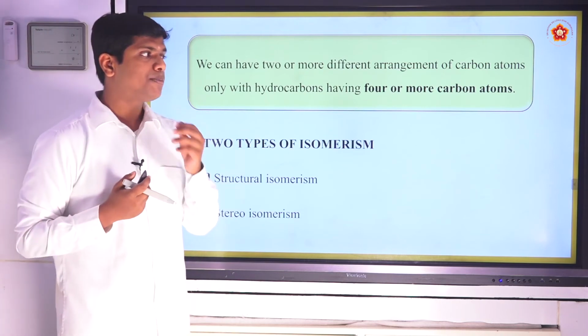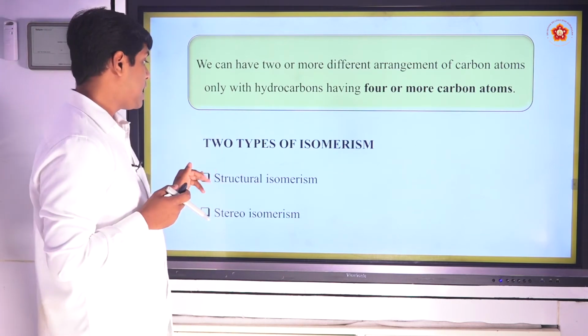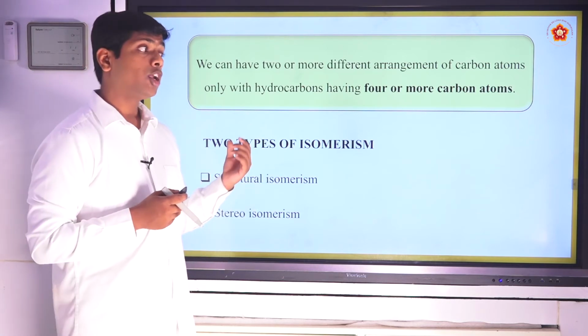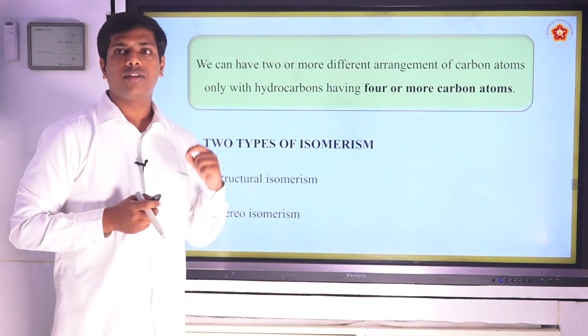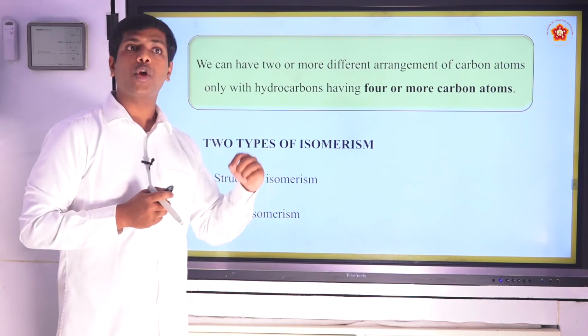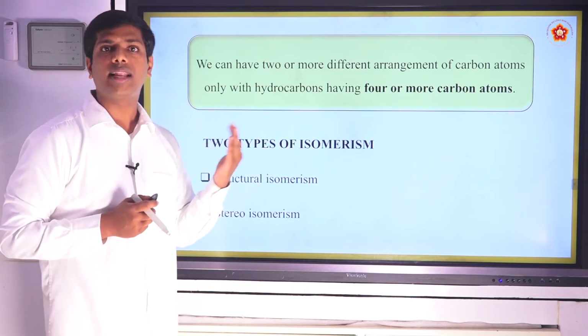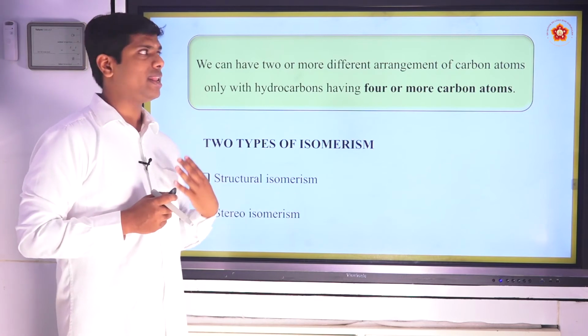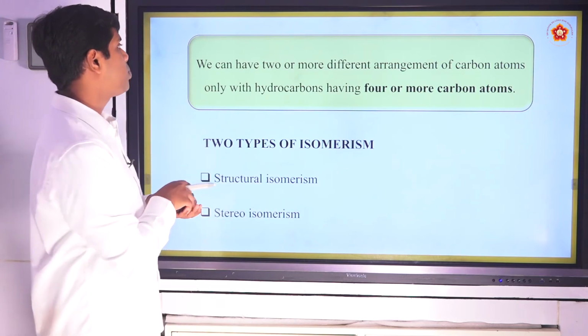Let us look at the types of isomerism. First is structural isomerism and second is stereoisomerism. For 10th class we have structural isomerism, and stereoisomerism we are going to discuss in higher classes. For 10th we will discuss only structural isomerism. This point is very important.